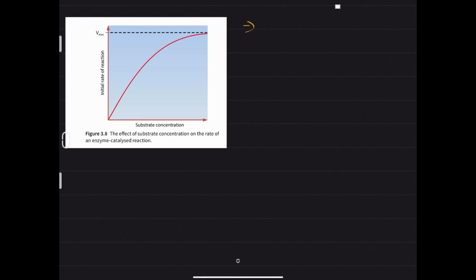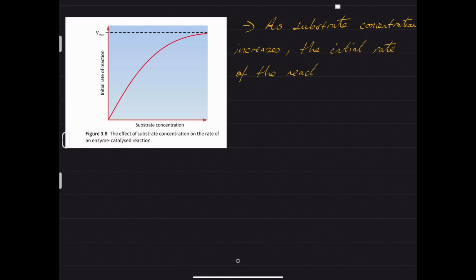So as substrate concentration increases, the initial rate of the reaction also increases. So as a substrate concentration increases, the initial rate of the reaction also increases.